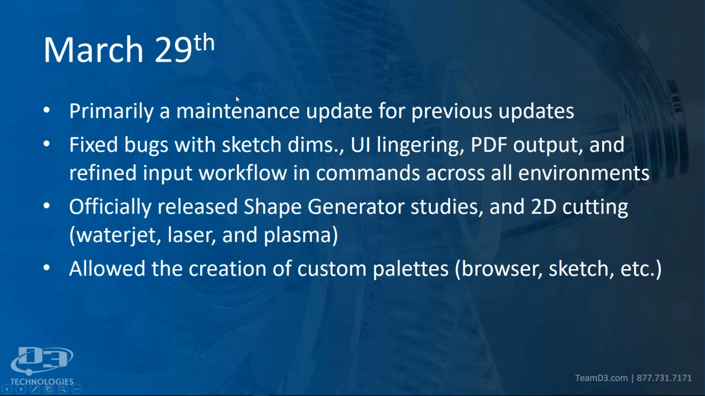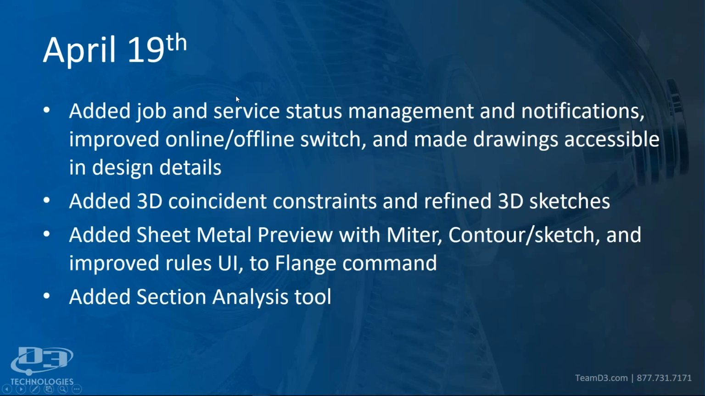Okay, onward. In April, you had job and service status management. So if you were doing any cloud-based activity, running simulations, renderings, etc., you can now manage those. And that happened at that time. And then it gave you notifications and improved existing notifications. It also gave you that online-offline switch, which is really handy. It made drawings accessible in design details. Added 3D coincident constraints. So 3D sketching in Fusion is something that you have to turn on in preferences, and I will go over that towards the end here.